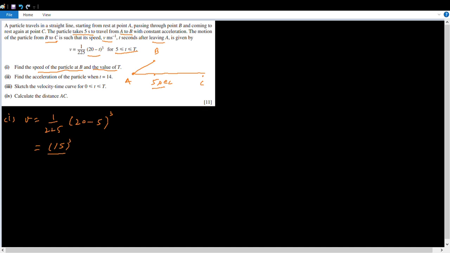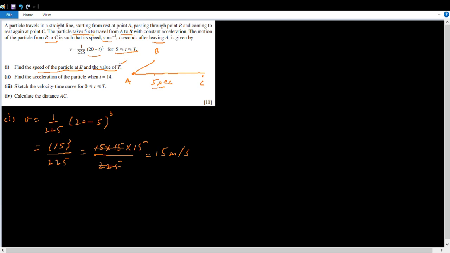So it is equal to 15 cubed over 225, and it will be 15 times 15 times 15 over 225, and you know 15 times 15 is 225, so 225 is cancelled, so we get it equal to 15 meter per second. And the value of t. Now we are supposed to find out the value of t.